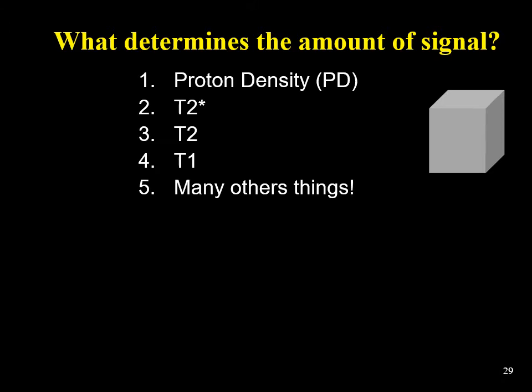What we have discussed so far is magnetization, how that magnetization generates a signal in our detector coil, and we've also discussed which properties of tissue will create higher signal and lower signal. We have not discussed all these properties, but the ones we did discuss were proton density, T2 star, T2, and T1. We recognize that there are many other things that influence the amount of signal that we get.